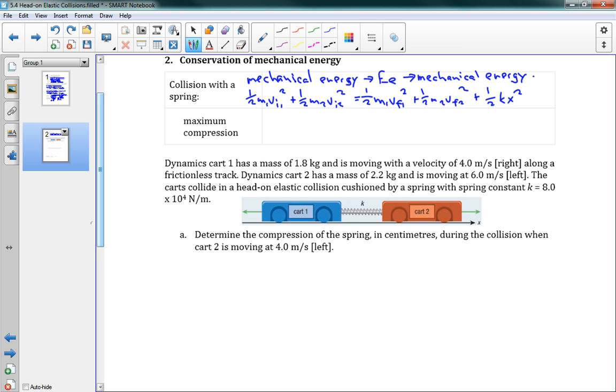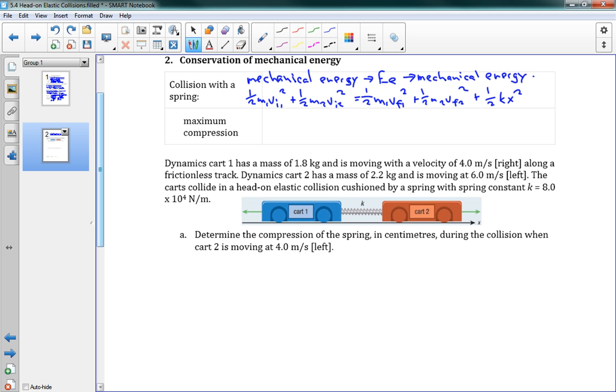So that's our situation. This is what we're going to work with. We're going to do a problem using that. And one interesting question we might want to ask is, what's the maximum compression? How much will the spring squeeze together before it starts going apart again? To do that, we need to say, when is it going to be at its max compression? And the answer is when the two carts have the same speed. Okay? When they have the same speed, it means that the spring is pushing the two of them equally. It means that one is not catching up to the other, so that when they both have the exact same velocity, I shouldn't say speed, when they both have the same velocity, that's when the spring has its max compression.